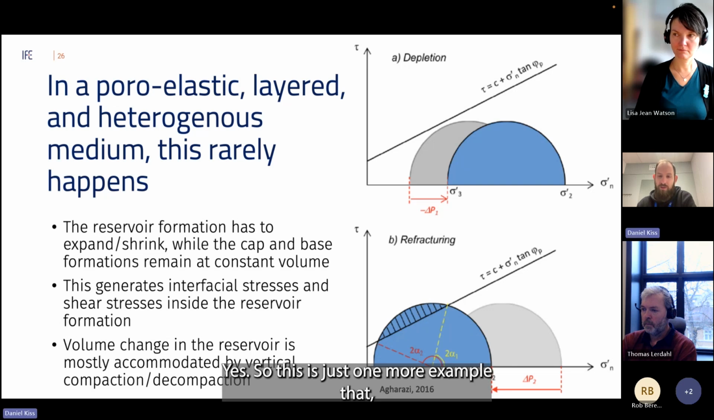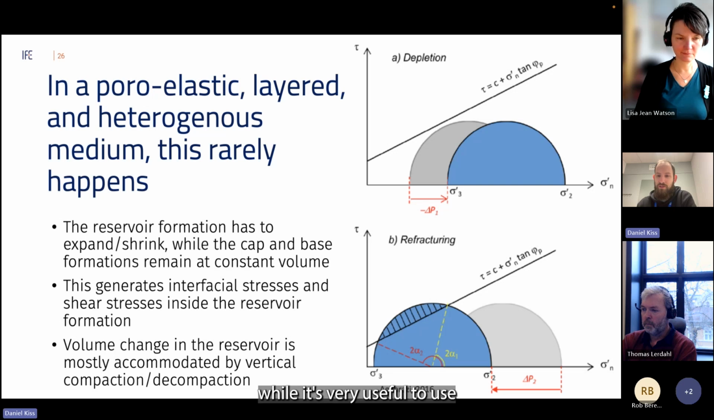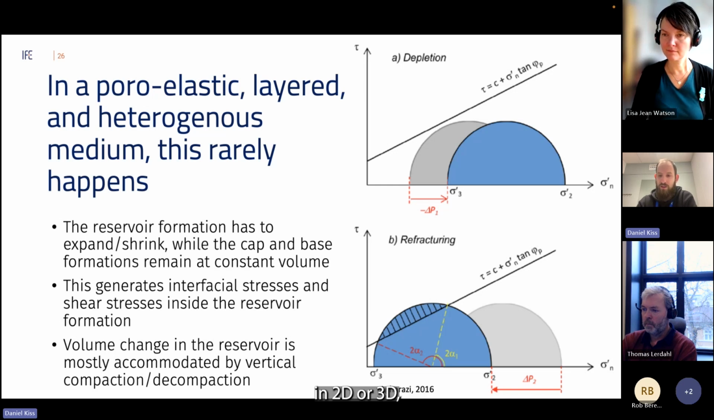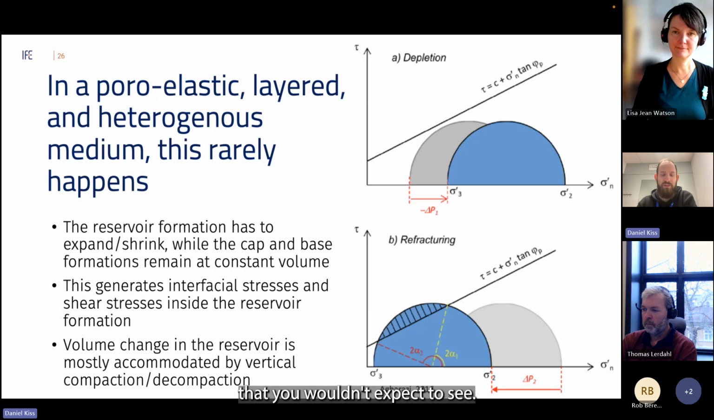So this is just one more example that while it's very useful to use this simple analysis, often when you do the full coupled problem in 2D or 3D, you can find effects that you wouldn't expect to see based on the simple analysis.